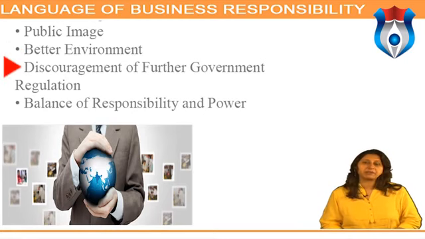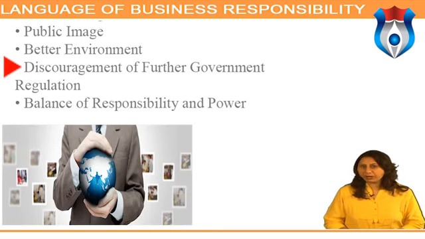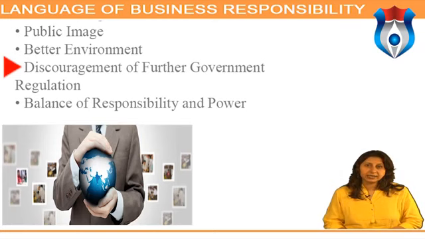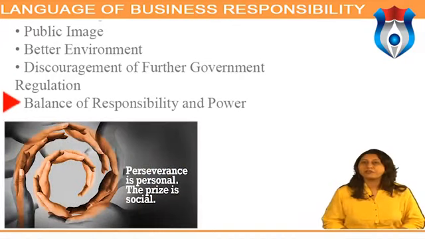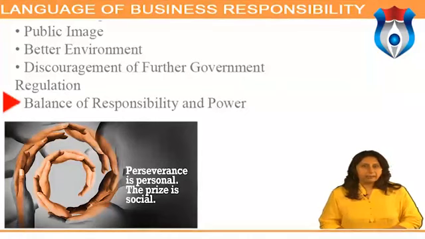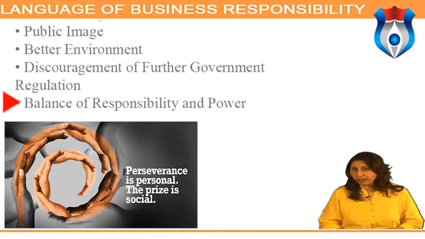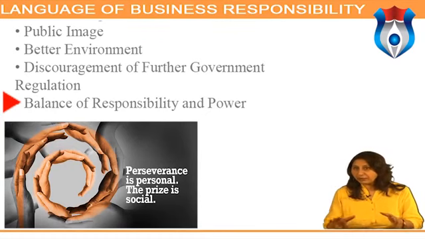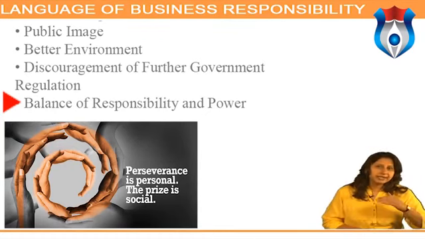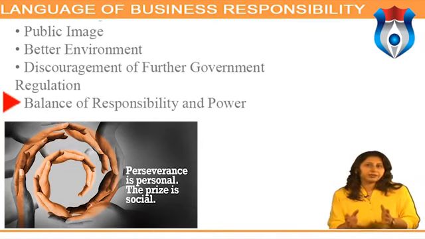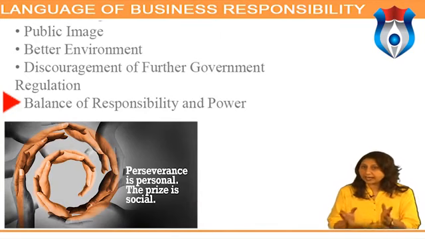Discouragement of further government regulation. Government regulation adds economic costs and restricts management's decision flexibility. By becoming socially responsible, business can expect less government regulation. Balance of responsibility and power. Business has a large amount of power in society. An equally large amount of responsibility is required to balance it. When power is significantly greater than responsibility, the imbalance encourages irresponsible behavior that works against the public good.